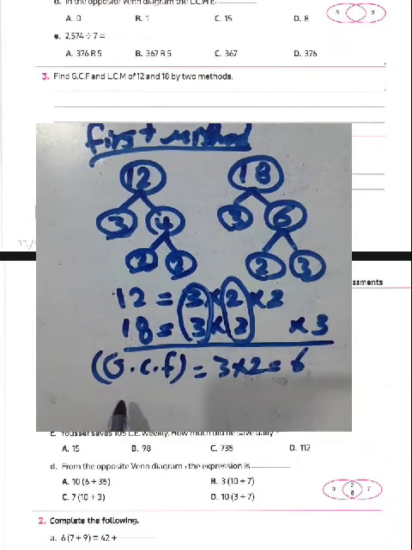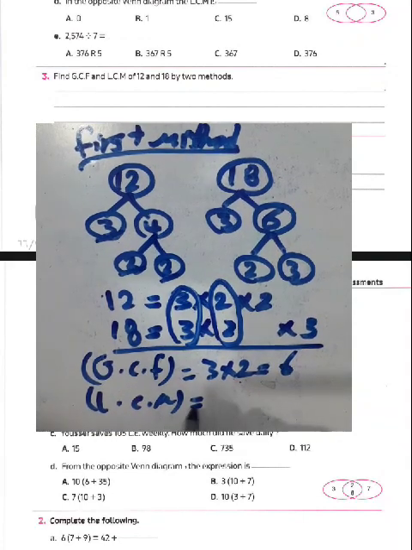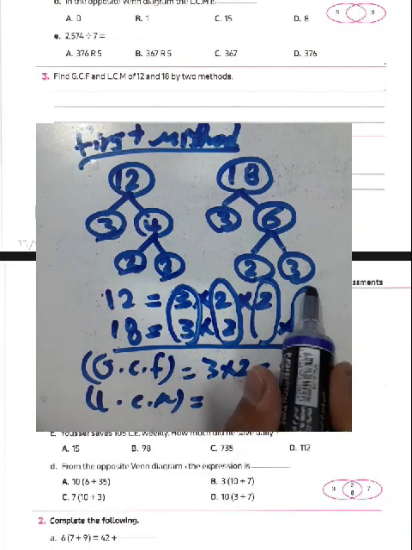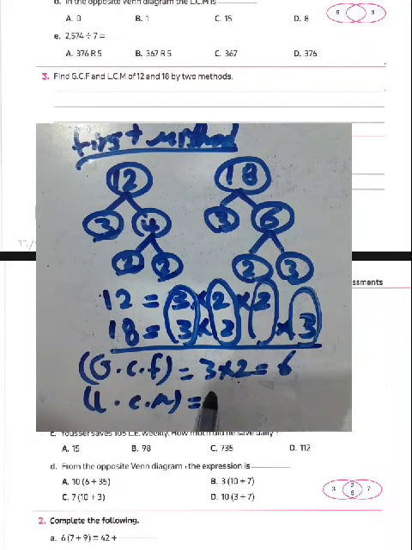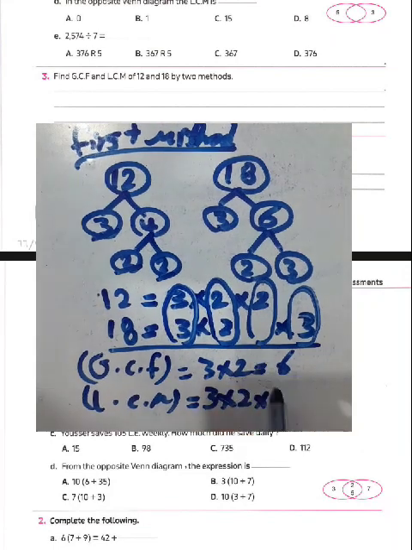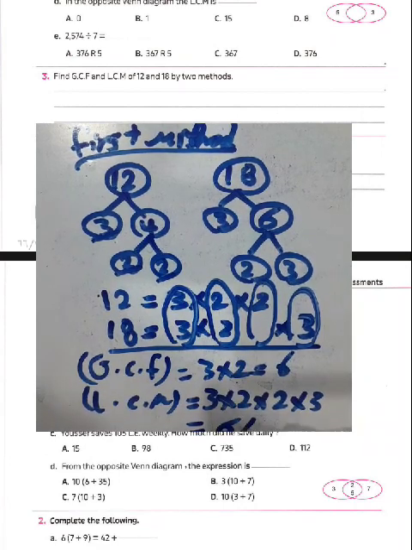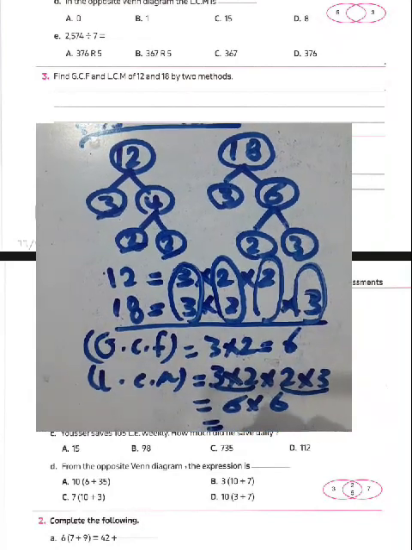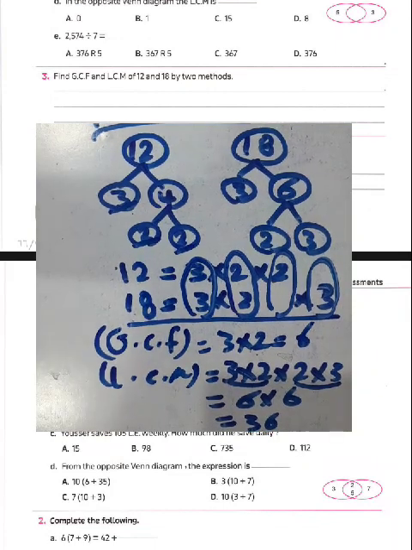And what about the least common multiple between them? We can find the least common multiple of 12 and 18 by putting one digit from each circle: here 3, from this circle 2, from this circle 2, and from this circle 3. Then 3 times 2 equals 6, and 3 times 2 equals 6. Then the least common multiple between them will be 36, because 6 times 6 equals 36. Understood? It's the first method for 12 and 18.